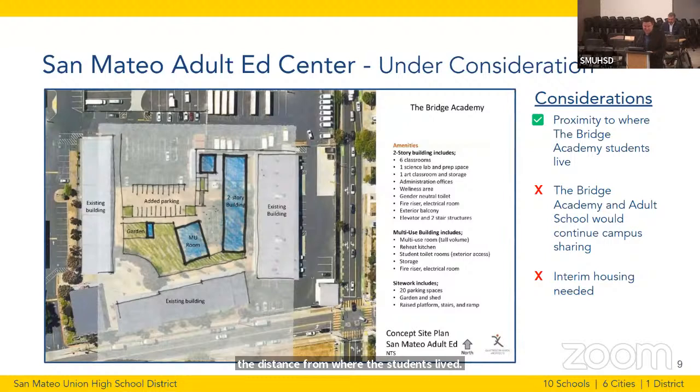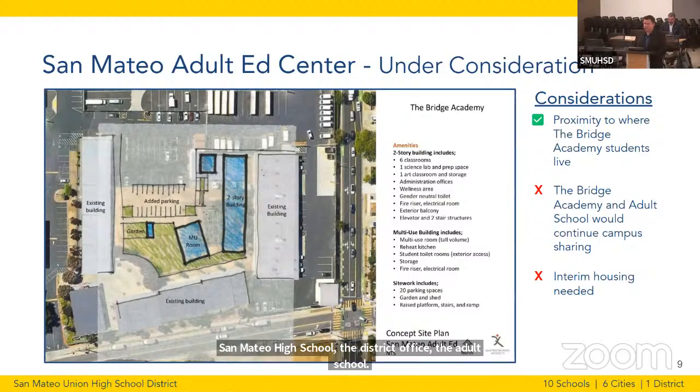All right, the next 3 options we've determined as viable, but for various reasons are not staff's recommended, but they are all 3 viable options. The remaining four that we will talk about tonight are all on what I call the greater San Mateo Educational Center. That's San Mateo High School, the district office, the adult school, Bridge Academy, transportation.